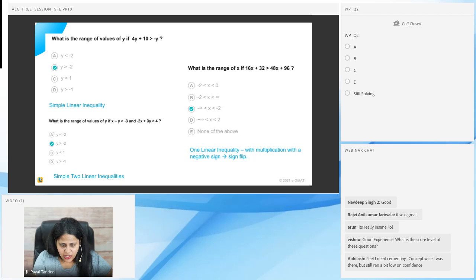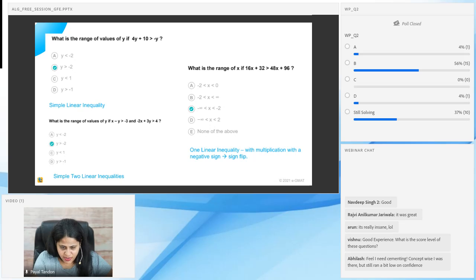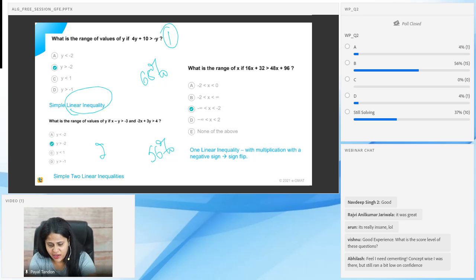Question number two, the correct answer again is choice B. You can see how the accuracy has gone from 68% to 56% in this one. Okay, and there were a lot of students who were not able to solve. Now it's very natural, right? Here we are solving a simple linear inequality. Okay, here you're solving two linear inequalities. So from the conceptual level, there is an increase in the complexity level of this concept.